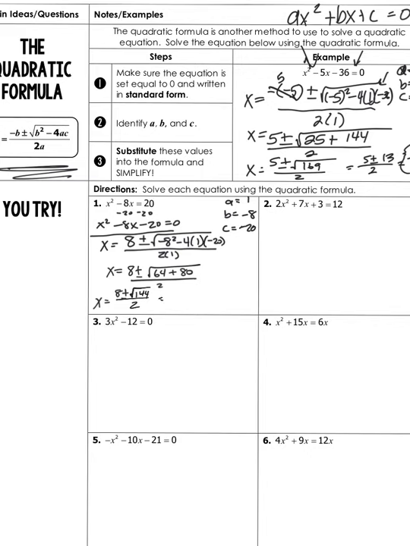That would be 8 plus or minus 12 over 2. 8 plus 12 is 20 divided by 2, which is 10. 8 minus 12 is negative 4 divided by 2, which is negative 2. So the solutions to this quadratic equation, where the graph crosses the x-axis, are negative 2 and 10. Number 2, we've got to move 12 to the other side to get it in standard form.